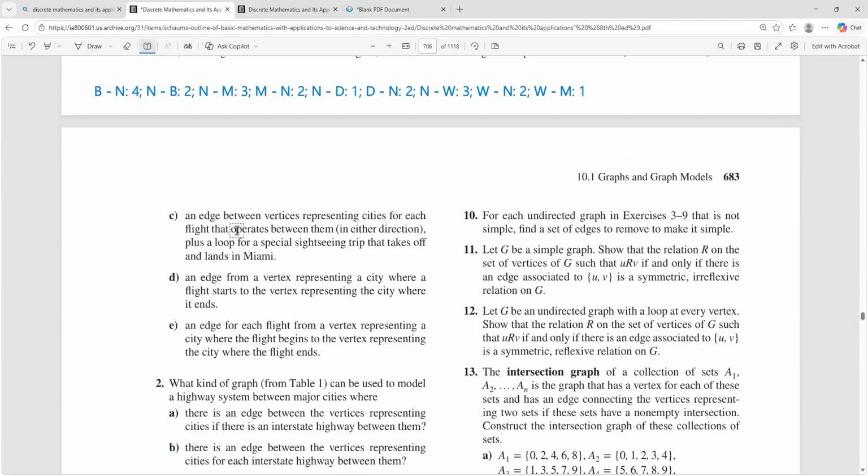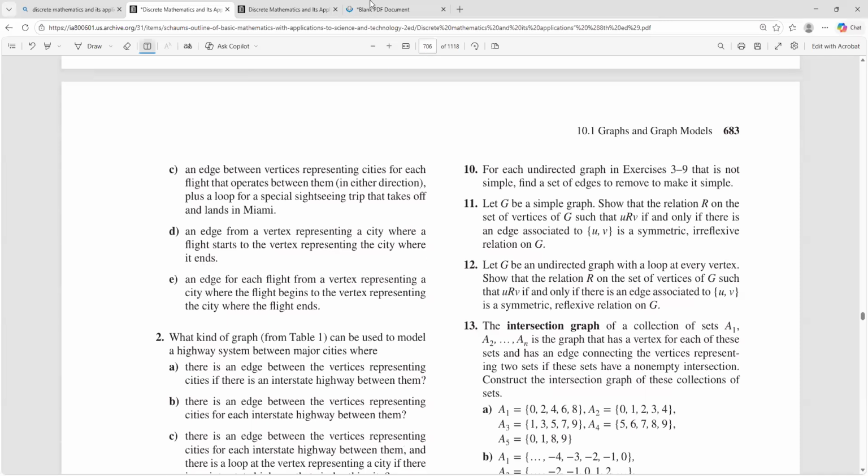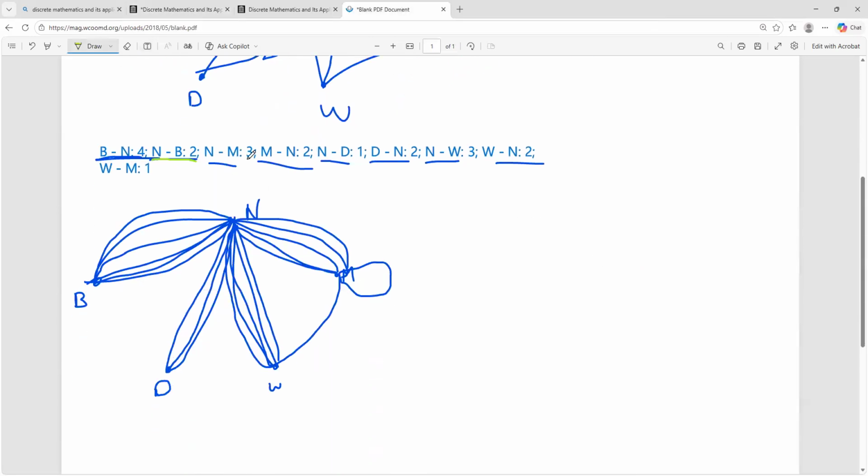And the last one, I'm not going to really draw it out because it's pretty similar to the one we just did, in that there's an edge for each flight from a vertex representing the city where the flight begins to the vertex representing the city where the flight ends. So basically you're adding arrows to all of these edges, except the loop, unless the loop's part of it. Right, so you would add arrows. For example, let's do Boston to New York. There's 4 flights from Boston to New York: 1, 2, 3, 4. And there's 2 flights from New York to Boston.